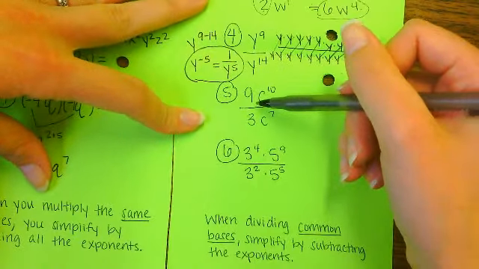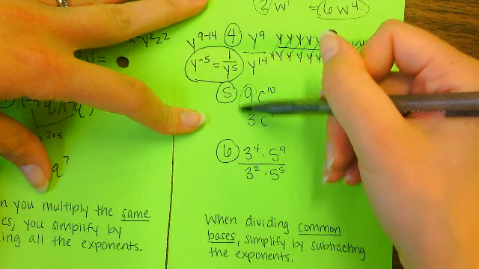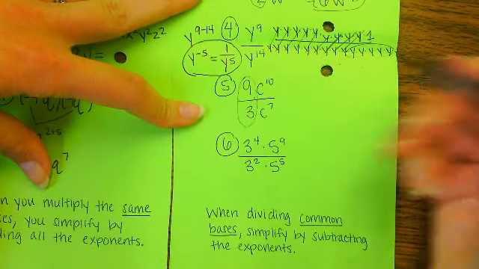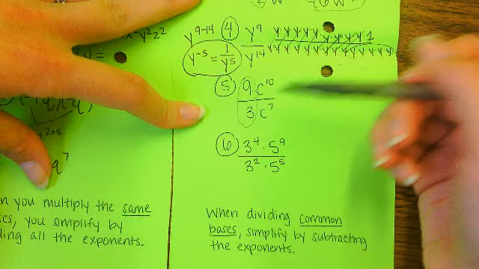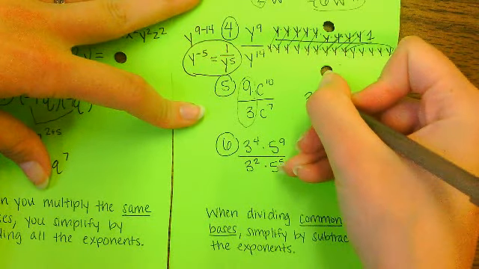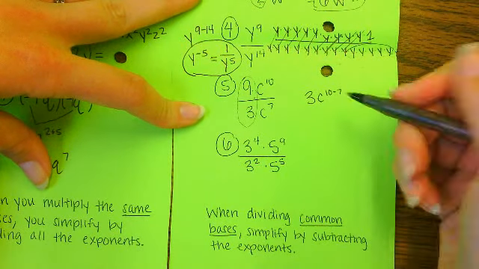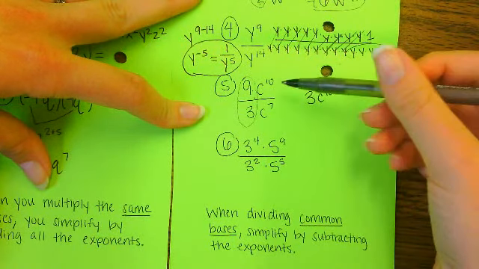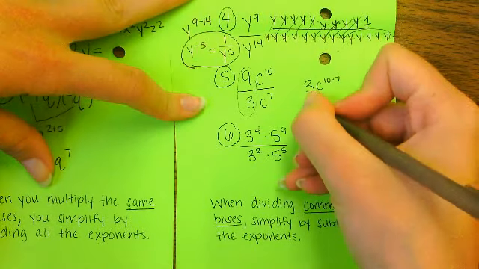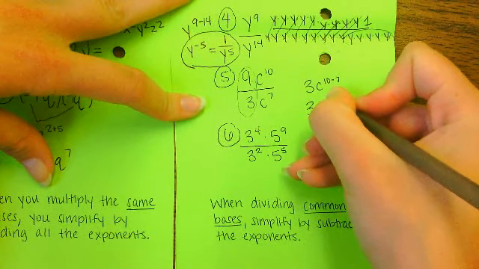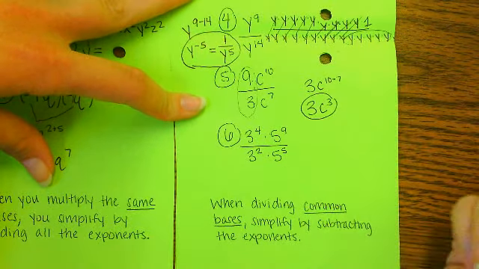Alright, let's try number 5. Again, if your coefficients are not the same, you will go ahead and just say 9 divided by 3, and that gives me 3. And then I'm going to subtract the part with the common bases, the c part, subtract those exponents, and I'm going to end up with 3 times c to the 3rd power.